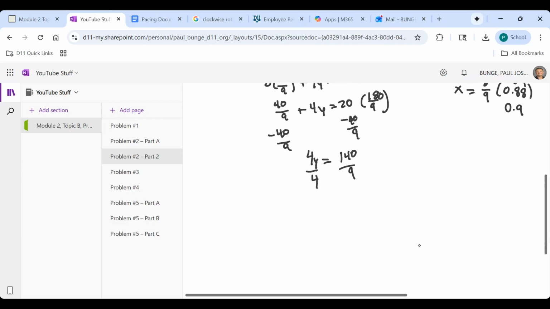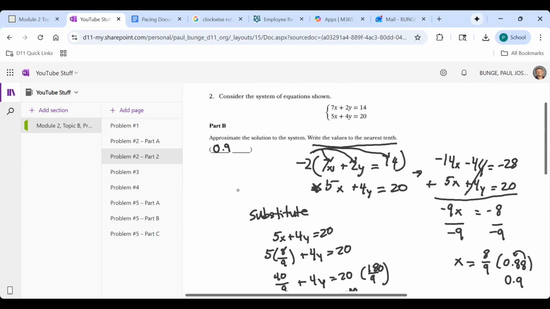So now I'm going to divide by 4, but if I divide by 4 here, that's really like multiplying by 1/4. So what I like doing in fractions is cross canceling. 4 can actually go into 140, so that means it's 1 here. And then if I do 35, that's going to get me back to 140. So when I multiply across, I know y equals 35/9. If you were to put that in your calculator, you would get 3.888 repeating. Remember, we're going to the nearest tenth, so this would be about 3.9. So I know my y value is 3.9.